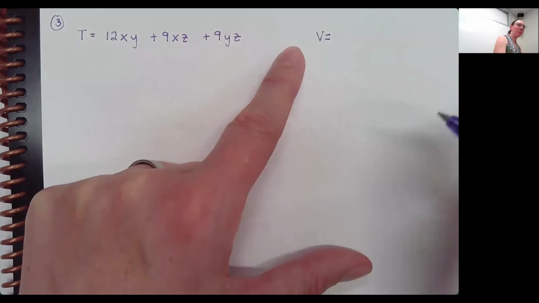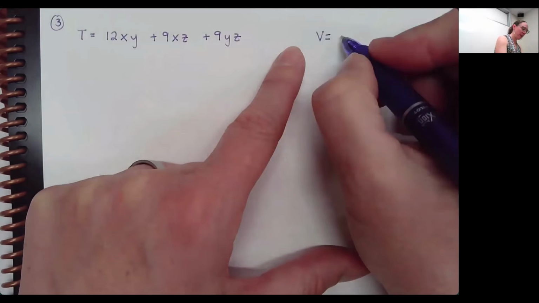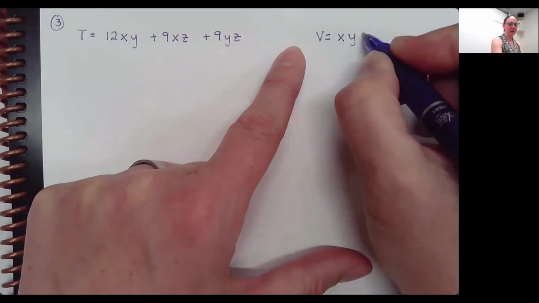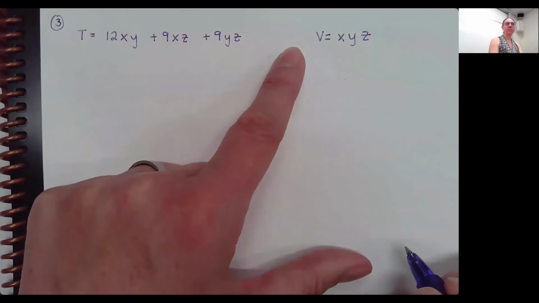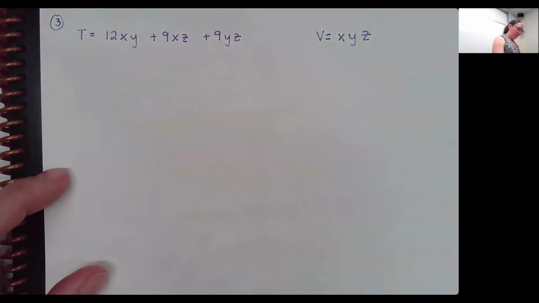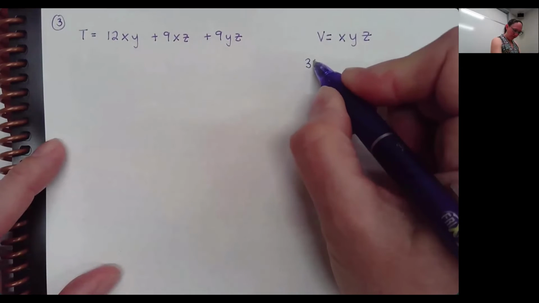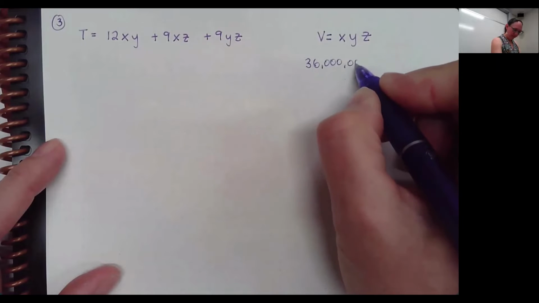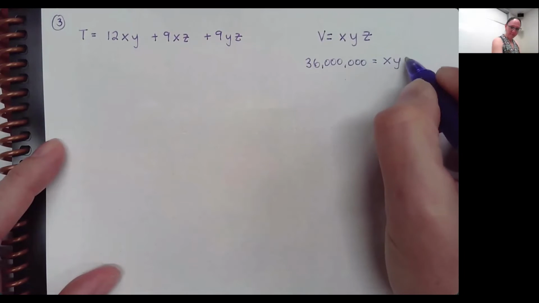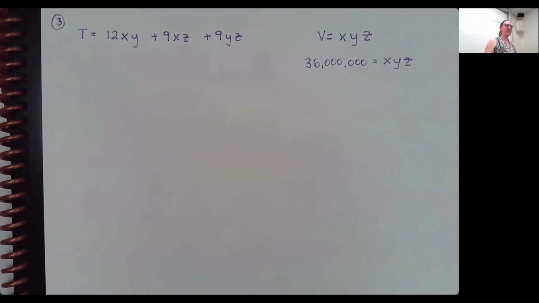And since we're talking about a box, the volume of that box should be the length times the width times the height. So I'm going to set that equal to 36 million. I probably should have rescaled the units on this problem so our numbers were not so large, but we're going to live. We can handle it.